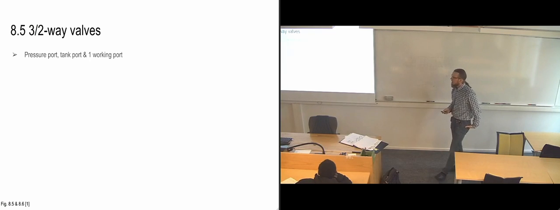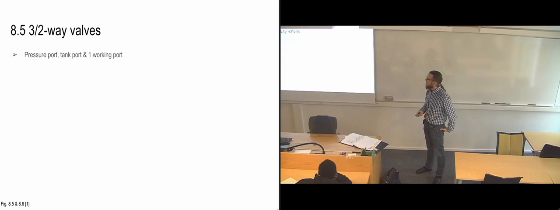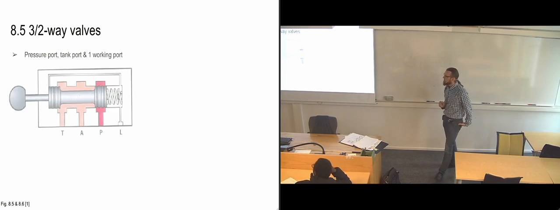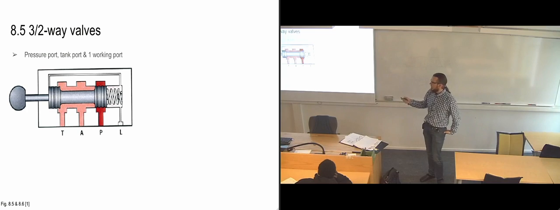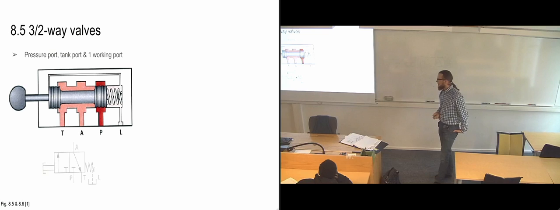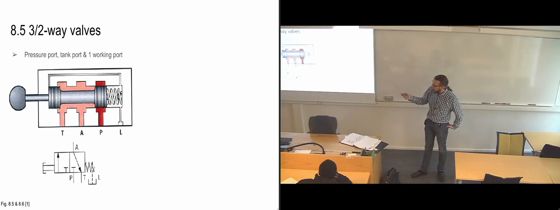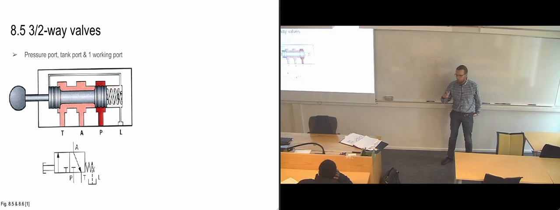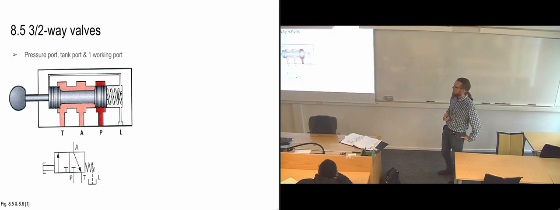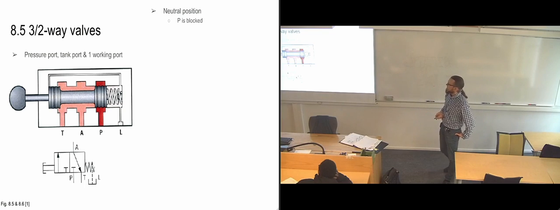Then we have 3/2-way valves. So now we have 3 ports. So we've added a tank port to it. So we have the pressure port, the component port, and we have the tank port, which will just be returning fluid to the tank. And this is a typical symbol for it, where in the neutral position, the one we can see up here, our pressure port has been blocked off, so that one is closed, and we have free access between the component and the tank. So it's basically returning fluid to the tank from the components in the neutral position. Yeah, P is blocked.